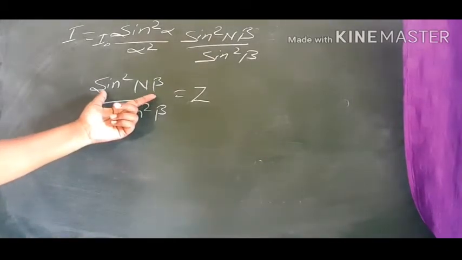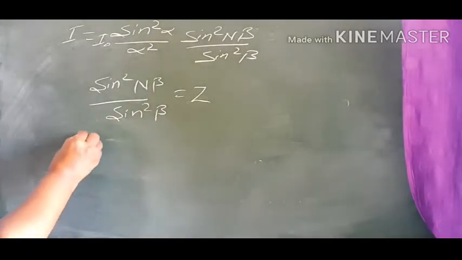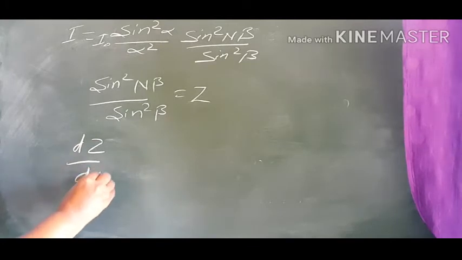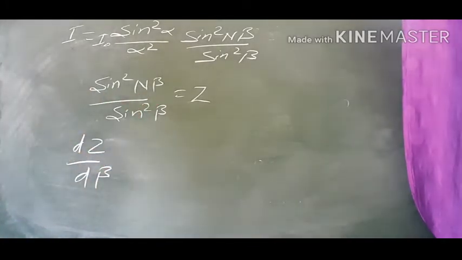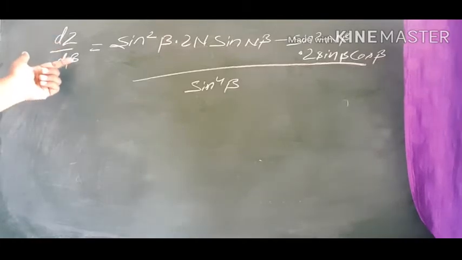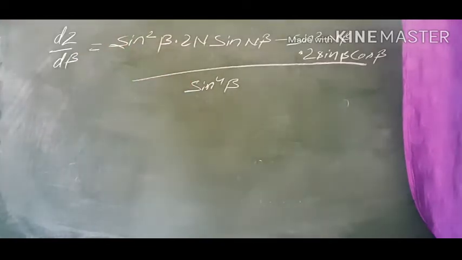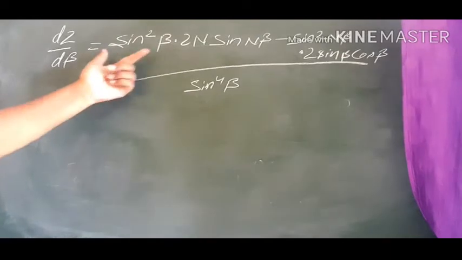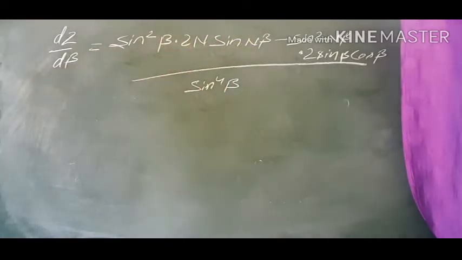Now to find the maxima and minima, we have to find the slope, or differentiate this, so we have to find dz by d beta. We have to differentiate this equation with respect to beta. Now by differentiating z with respect to beta, we got this equation. Now we have to solve this, taking 2 sin beta common.